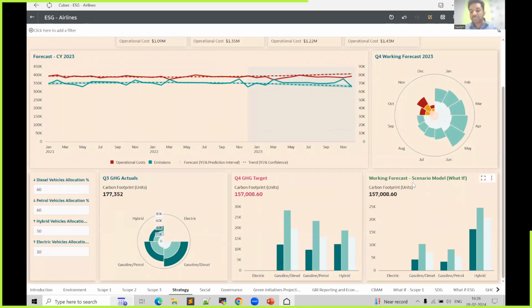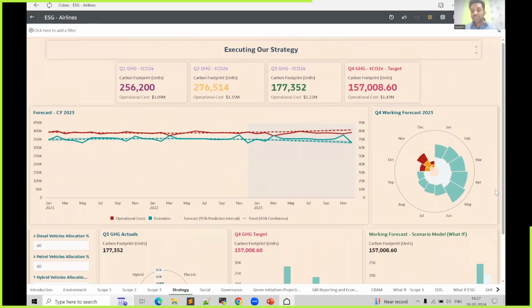And now we can see that the working forecast says if I dedicate this specific number for the overall commute, then we are able to meet the ambitious target, which is set at 157,000 carbon footprint. So if we invest more on the hybrid vehicles, then we can see that the study says we are able to bring down the overall carbon footprint to such a smaller number.